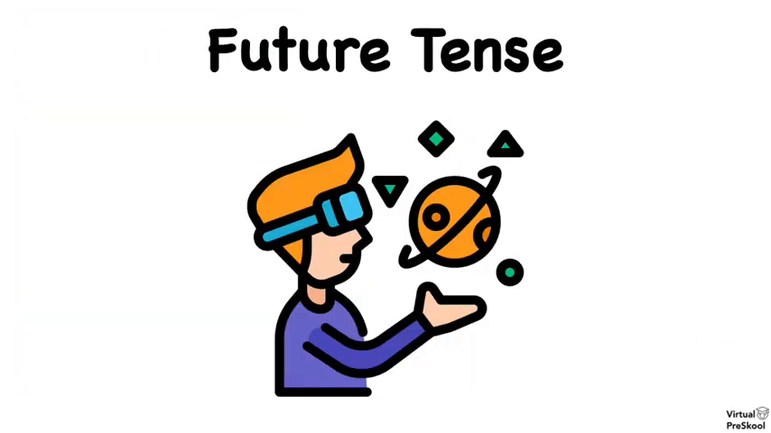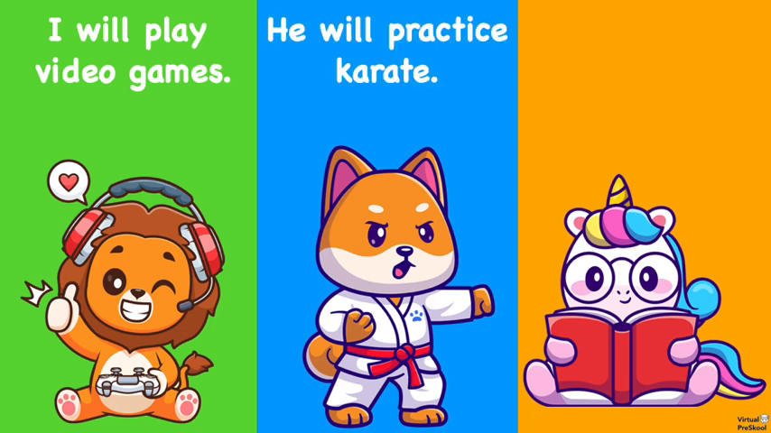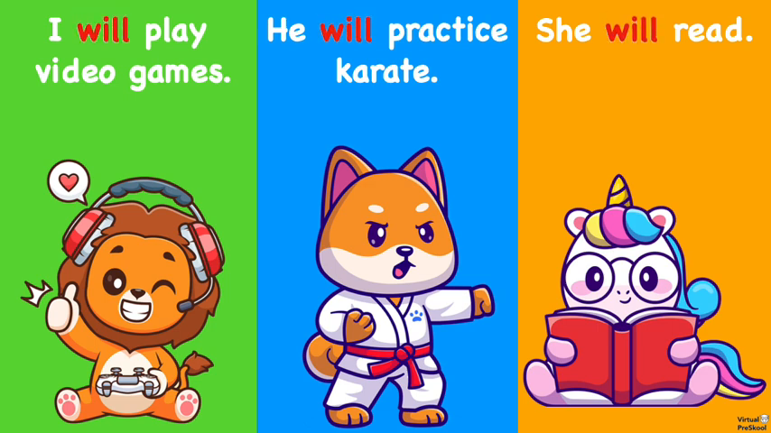Awesome job! Now let's move on to our third tense, future. Future tense is an action that may or may not happen in the future. For example, I will play video games. It's something that may or may not happen. He will practice karate. She will read. So again, future tense is an action that hasn't happened yet. If it does, it will happen in the future. And you can tell the difference in these verbs because of the word will. Again, by changing the form of the verb, it changes its meaning.